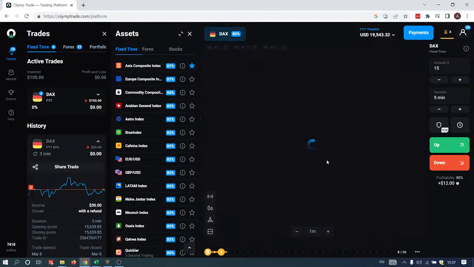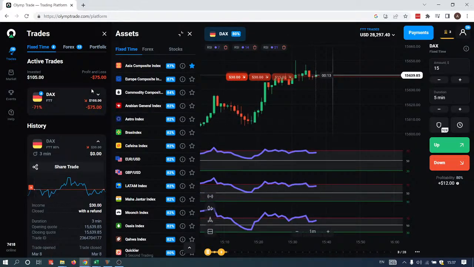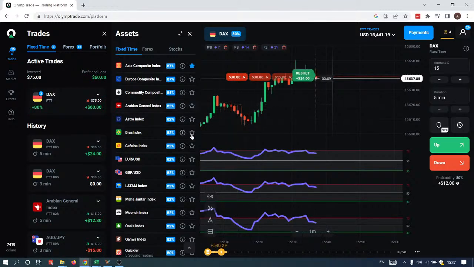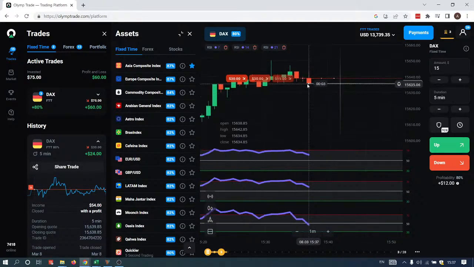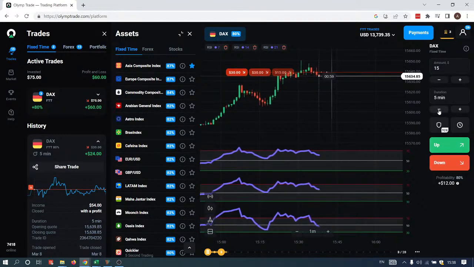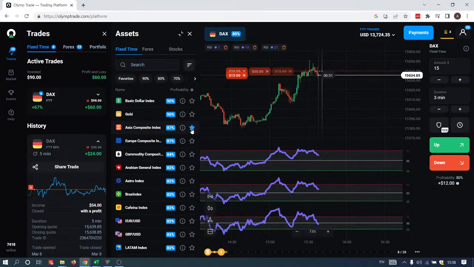All right, so that's all the theory about dojis and pin bars that you need to know. You don't really need to know so much about them. I hope that this is going to be a reversal. So my exposure here, $90 invested in DAX.